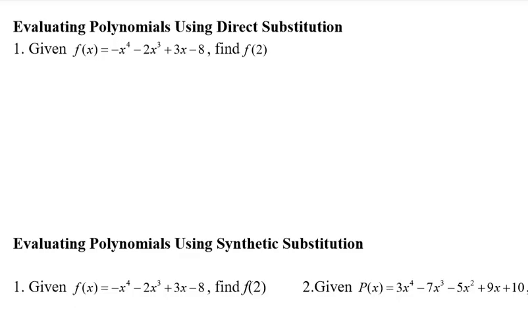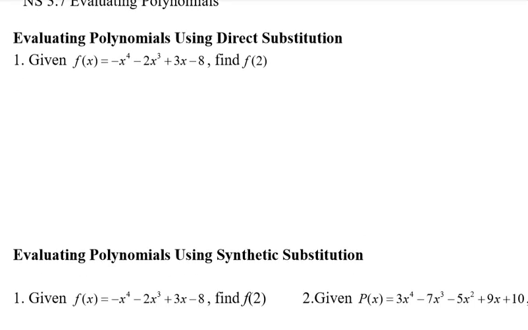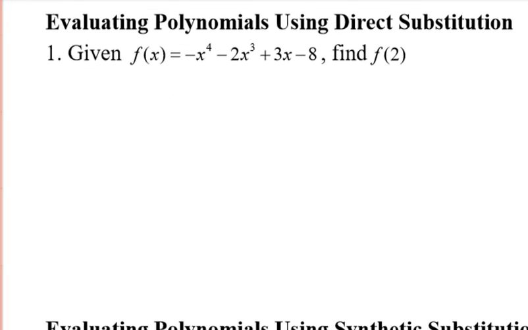Let's go. So with direct substitution, it's just what it sounds like. You're just going to take whatever number they give you, and simply plug that in anywhere that there is an x. Now, in this particular case, we're being asked to find f of 2. So that means anywhere there's an x, we're just going to plug in a 2.